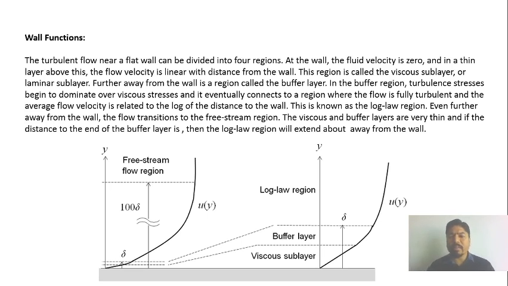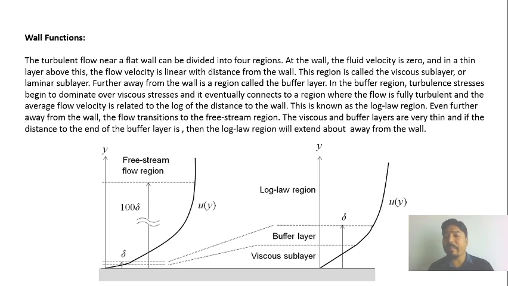At the wall, the fluid velocity is zero, and in a thin layer above this, the velocity is linear with distance from the wall. This region is called the viscous sublayer, or laminar sublayer, the layer which is just adjacent to your wall. Further away from the wall is the region called the buffer layer, where there is a little bit of fluctuation in the velocity parameters. In the buffer region, turbulence stresses begin to dominate over viscous stresses. Of course, the viscous forces are dominating only up to the viscous sublayer.